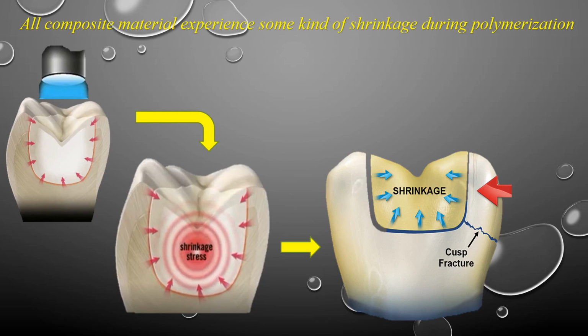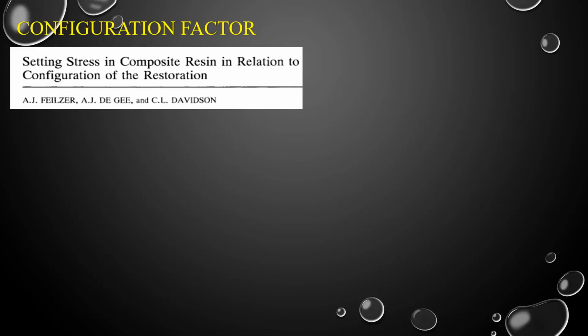Now there are many factors which can lead to this shrinkage, like the filler content of the composite, intensity of light, type of resin monomer, cavity configuration and elastic modulus of the material. So let us see how cavity configuration has a role to play in shrinkage during polymerization. The C factor lets us anticipate how much shrinkage could occur in a given cavity. This depends upon the type of cavity, whether it's a class 1, class 2, 3, 4 or 5.